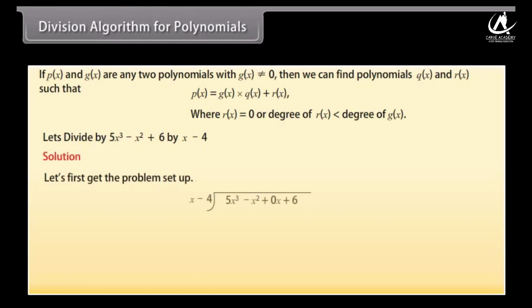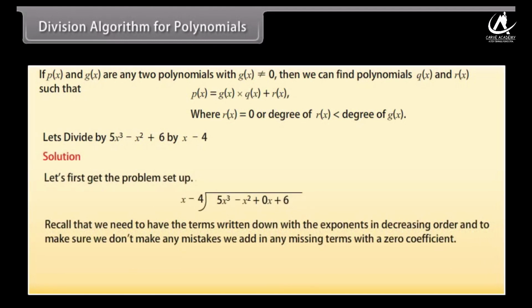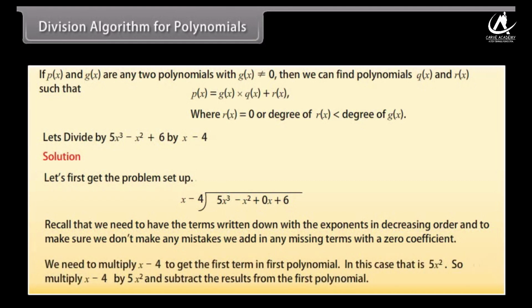Let's first get the problem set up. Recall that we need to have terms written down with the exponents in decreasing order, and to make sure we don't make any mistakes, we add in any missing terms with a 0 coefficient. We need to multiply x minus 4 to get the first term in the first polynomial. In this case, that is 5x squared. So multiply x minus 4 by 5x squared and subtract the results from the first polynomial.